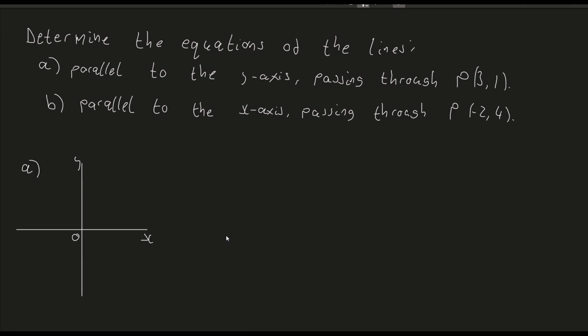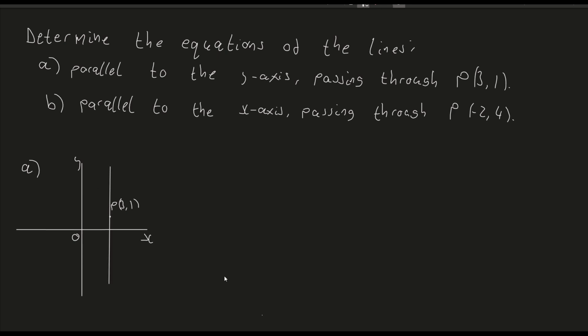So let's have a look at a visual representation of question A. We know that it passes through the point P(3, 1), so we can at least plot that point. That will be 3 along and 1 up, so that's going to be roughly there, and we'll label it P(3, 1). And we know that this line is parallel to the y-axis, so it will be going up this way. So if I draw a line which passes through this point and is parallel with the y-axis, I'll do that as best I can.